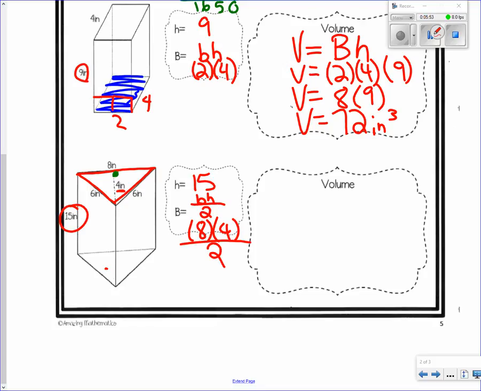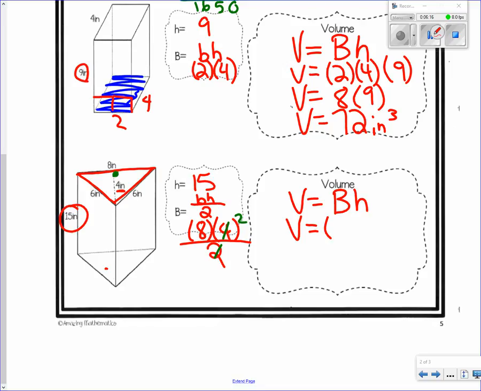So we're going to come over here. Again, volume of all prisms is big B times H. The big B may change depending on the shape of the base. So I'm going to go ahead and simplify this over here. 2 goes into 4 twice, so I'm getting rid of my denominator over here.